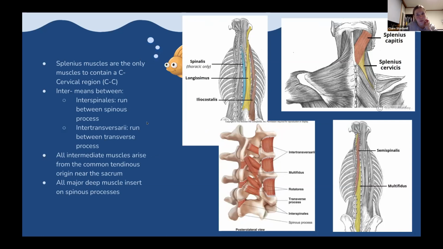For a few tips to remember them, the splenius muscles are the only ones to contain a C, so you know that these are in the cervical region. Inter means that they're running between, so the interspinals are running between the spinous processes. The intertransversi are running between the transverse processes. All intermediate muscles, these ones just here, arise from the common tendinous origin near the sacrum. So wherever they're starting from, you know that they're all going to run down to this sacral region. And all major deep muscles insert on the spinous processes, just these two here.